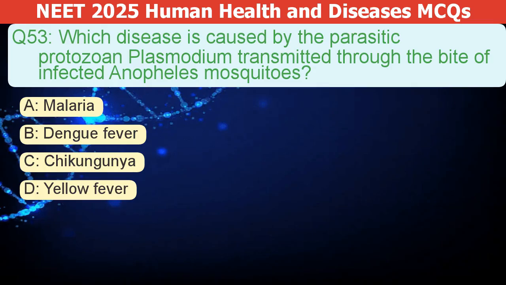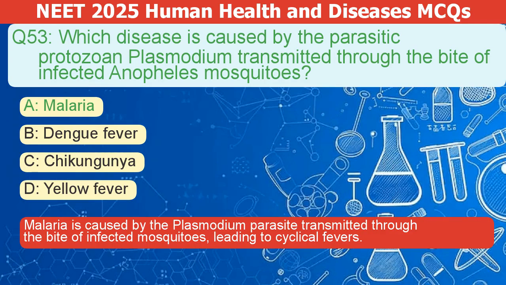Which disease is caused by the parasitic protozoan Plasmodium, transmitted through the bite of infected Anopheles mosquitoes? A. Malaria. B. Dengue fever. C. Chikungunya. D. Yellow fever. The correct answer is A. Malaria is caused by the Plasmodium parasite, transmitted through the bite of infected mosquitoes, leading to cyclical fevers.